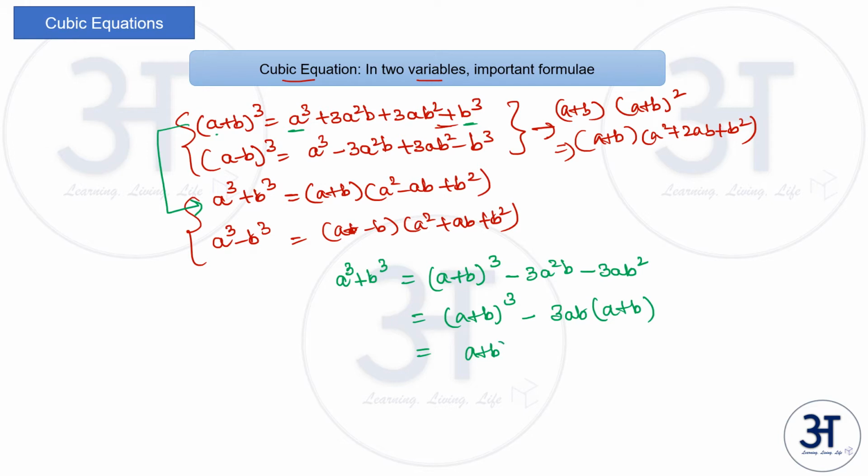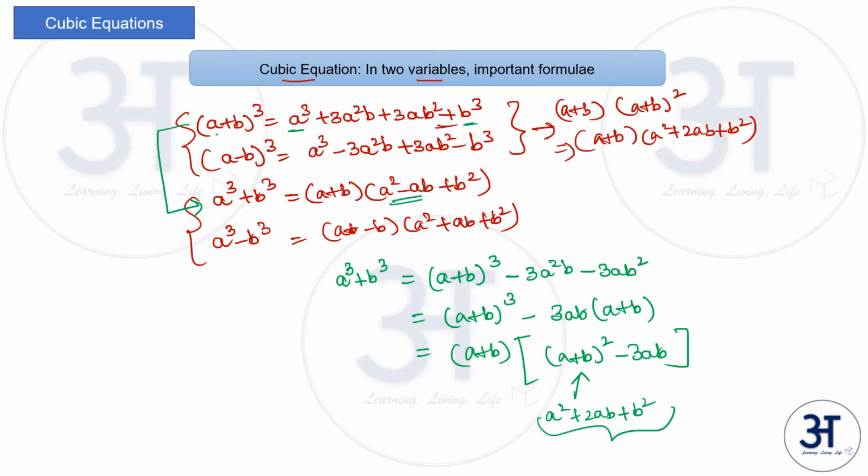We can take a plus b common from these two terms, which leaves a plus b whole square minus 3ab, and we know that a plus b whole square is a square plus 2ab plus b square. So this whole thing gives a square minus ab plus b square into a plus b. So in this way, if you forget these formulae, you can quickly derive, but it's always advised you remember these formulae. There's one more formula.